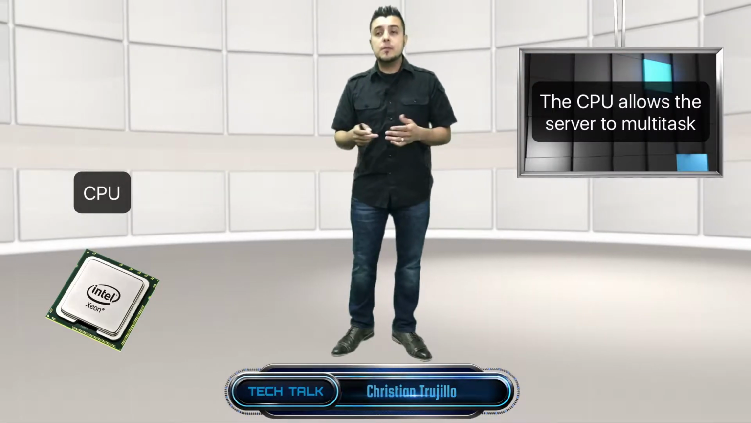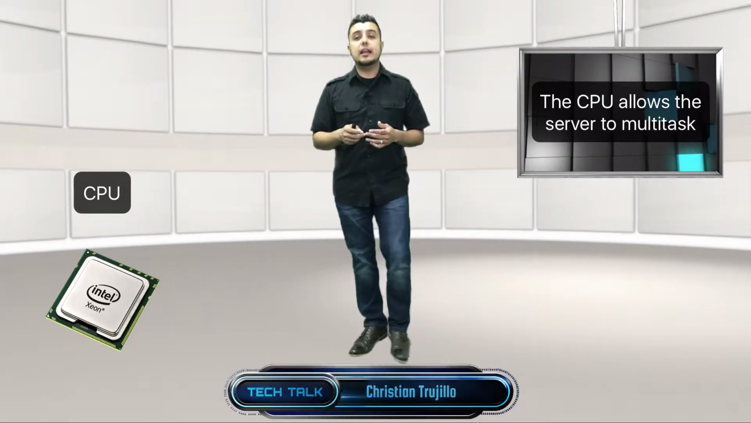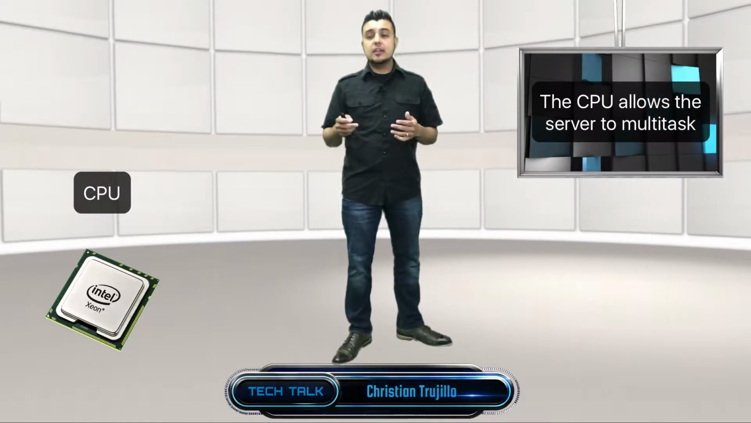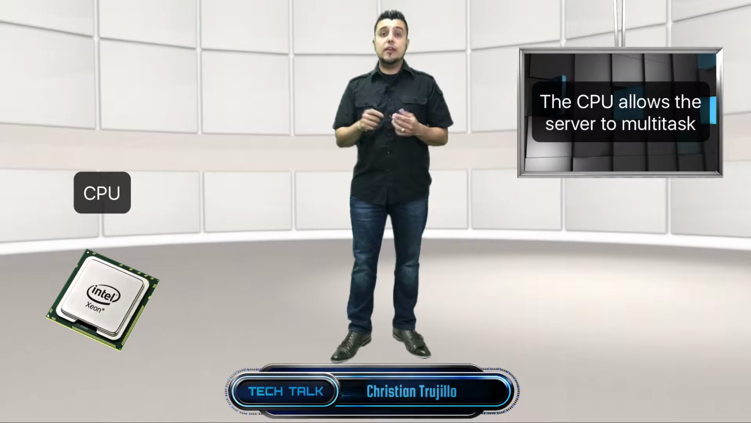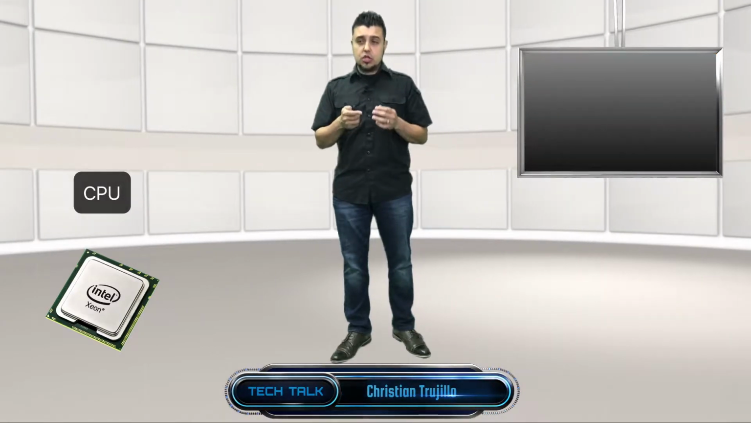So in a server, the CPU is basically that. It allows you to multitask, it allows it to do multiple things at the same time, and it allows it to do it fast. Now, there is also another component, which is the network card.